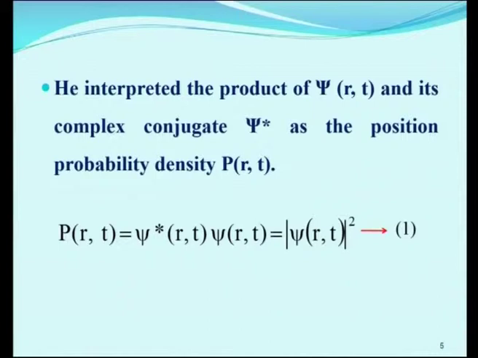He interpreted the product of psi of r comma t and its complex conjugate psi star as the position probability density p of r comma t. So, that is probability, p refers to probability. So, p of r comma t is equal to psi star of r comma t into psi of r comma t. Already we have seen psi star is the complex conjugate of psi. So, if we multiply complex conjugate with this psi, we get the modulus value. So, modulus of psi of r comma t the square.